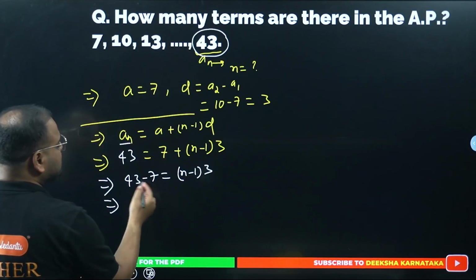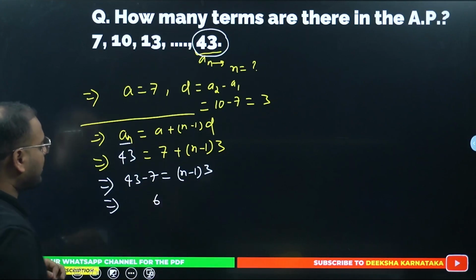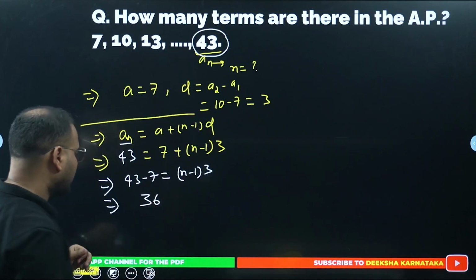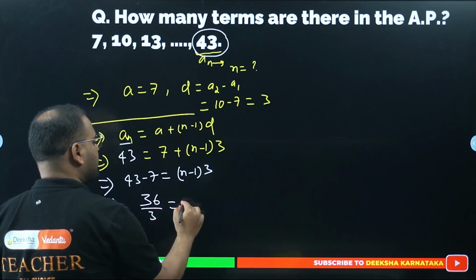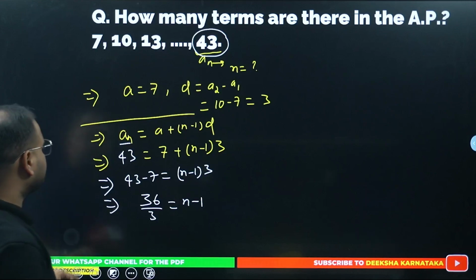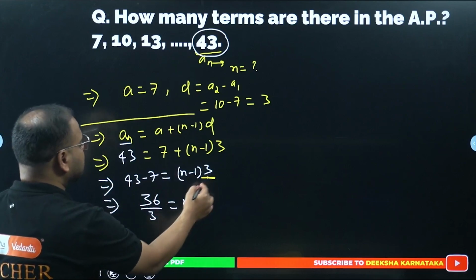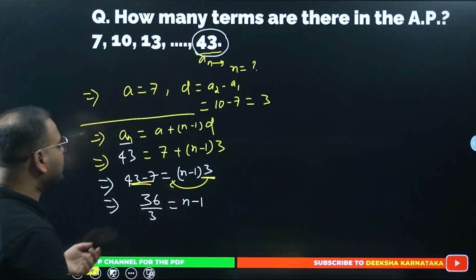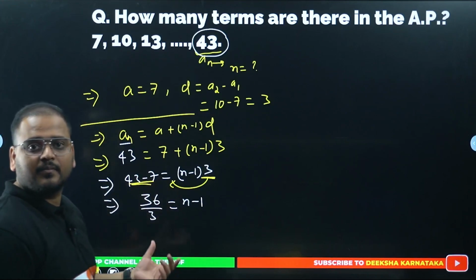Great. 43 minus 7 is how much? 36. Now this 3 is in multiplication, so divide it here. How did I do this part? (n minus 1) into 3 is there. If I bring it on this side, it will become division. So whatever is the difference of these two, I will write that divided by 3. Difference of 43 and 7 is 36. I hope this is clear.